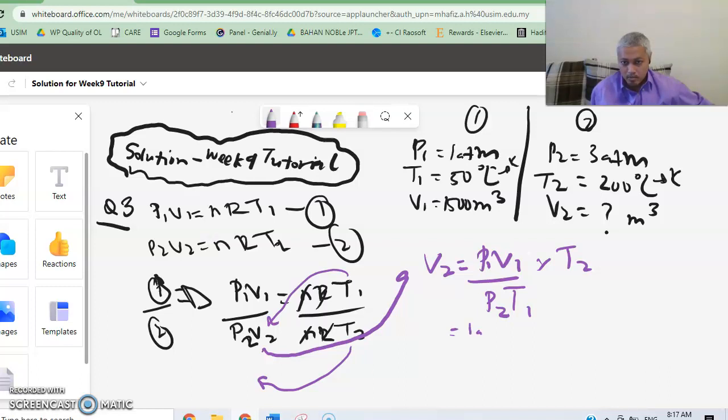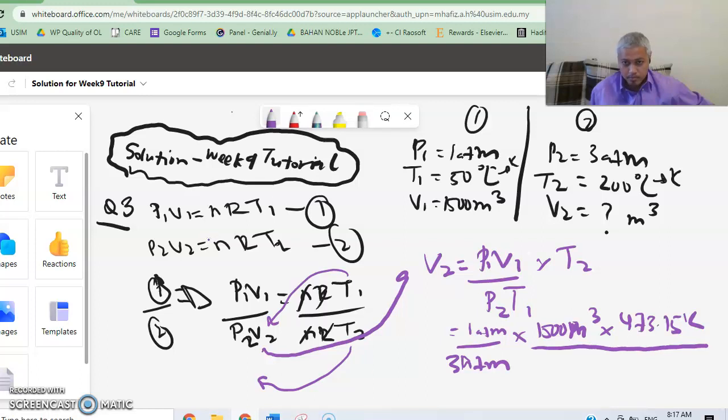We have 1 atm over P2 is 3 atm, and then times V1. V1 is 1500 meter cube. Sorry, this is meter cube. Then T2 is 200 plus 273, we have 473.15 Kelvin. Okay, over this one we already plug in the P2 value, and then T1 we have 50 plus 273, we have 323.15 Kelvin.